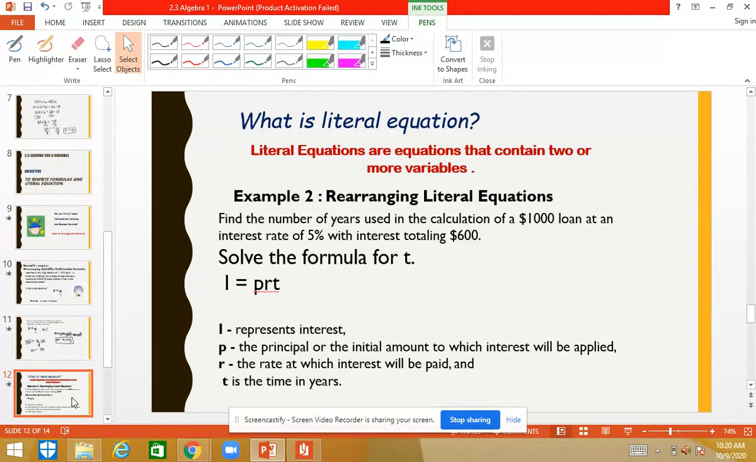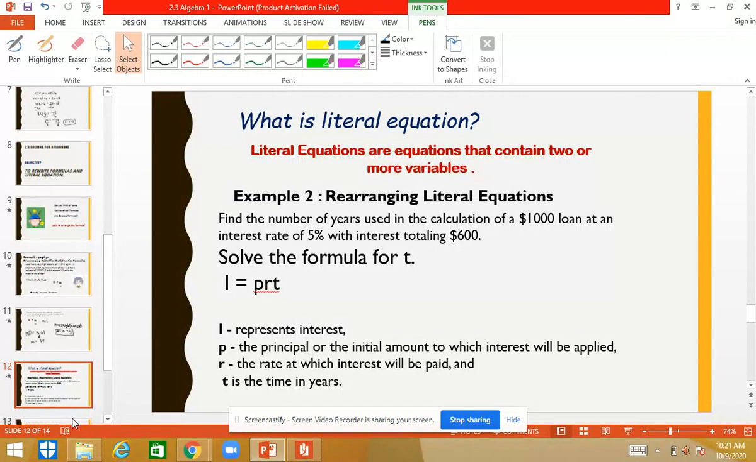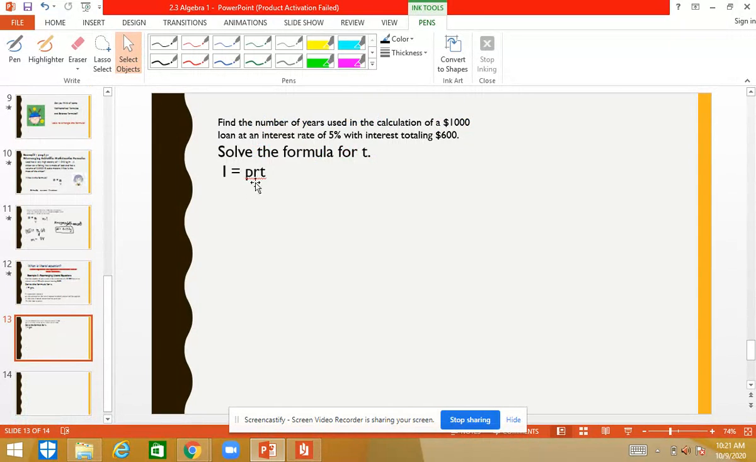Okay, got it? The next example is a literal equation. We're using a formula, and when you say literal equations, we're solving more on variables. Let's have this problem: find the number of years used in the calculation of a $1,000 loan at an interest rate of 5% with interest totaling $600. We're looking for the number of years. In the formula I = PRT, T is the time, so we're looking for T. I is the interest, P is the principal, and R is the rate. If we're going to rearrange that formula, you have to isolate T.